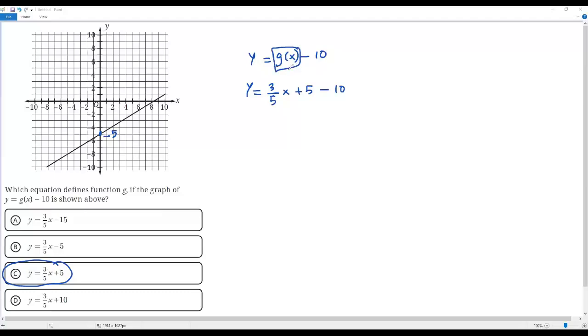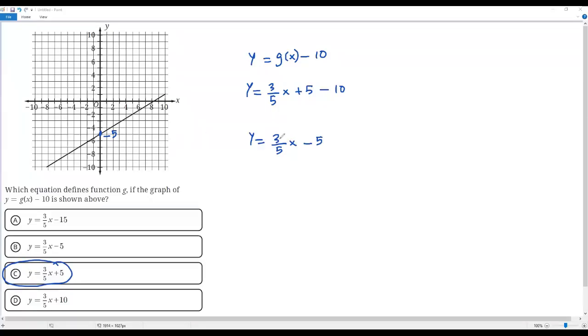For this g of x, I use the expression in option C, because only in option C the y-intercept of the equation is positive 5. Here for g of x, we just plugged in the expression. When I combine positive 5 and negative 10, what do I get? 3/5 of x, and combining these two, I'm getting negative 5. Now the given function y is equal to g of x minus 10 has become y is equal to 3/5 of x minus 5 when I use option C. So here I'm getting the y-intercept is negative 5, and in the given graph also the y-intercept is negative 5. So option C is the correct answer choice for this question.